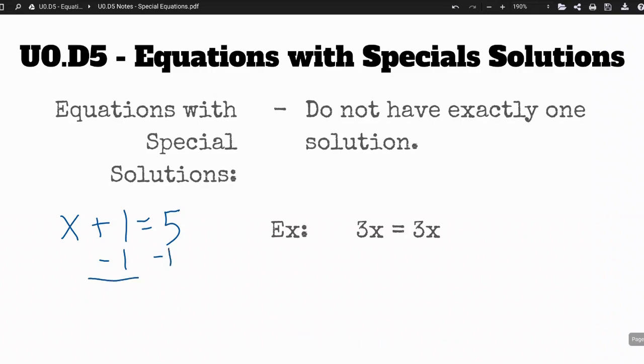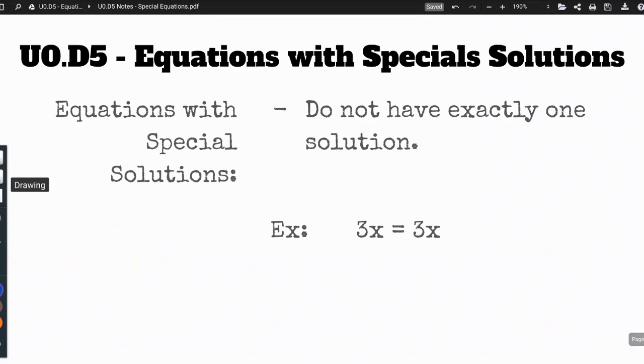We know that the solution is 4 because when you subtract 1 from each side, we end up with x equals 4. Or you could even think of it as substituting a value for the variable to make the equation true, that 4 plus 1 equals 5, so x must equal 4. And that's one solution, one exact solution when you get x equals a number. That's the answer.